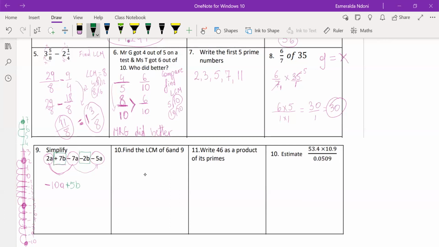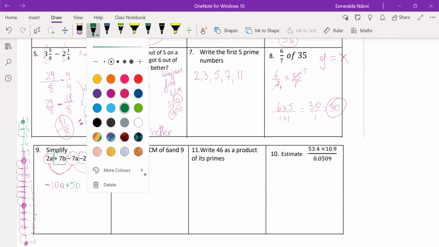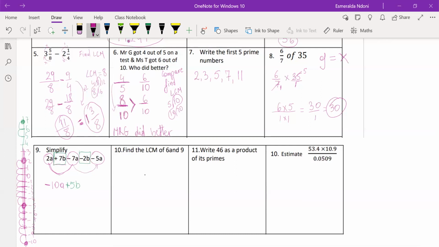Question 10. Find the LCM of 6 and 9. You're already really good at this, so I'm not going to go over it too much. You write the times tables of 6: 12, 18, 24, 30, 36, 42. Do I need any more?